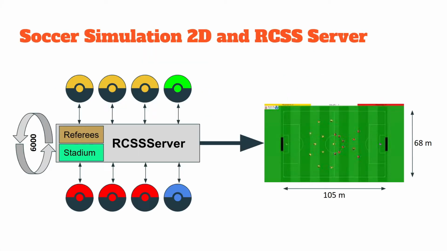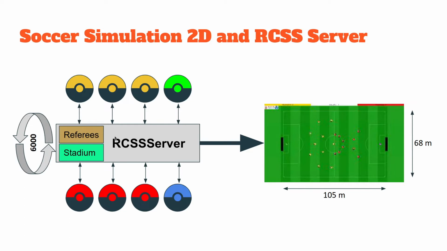Soccer Simulation 2D League is one of the oldest leagues in RoboCup competitions. In Soccer Simulation 2D League, we have a server called the RCSS server. Players and coaches should connect to the server to communicate with it, send commands, and receive observations or information from the server. And there are some applications such as Soccer Window, RCSS Monitor, and Logplayer to show what happened in the game.